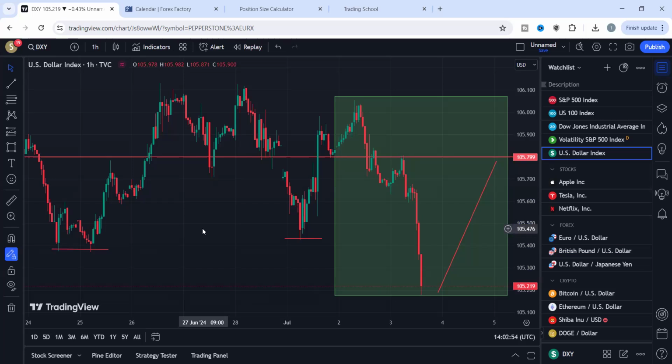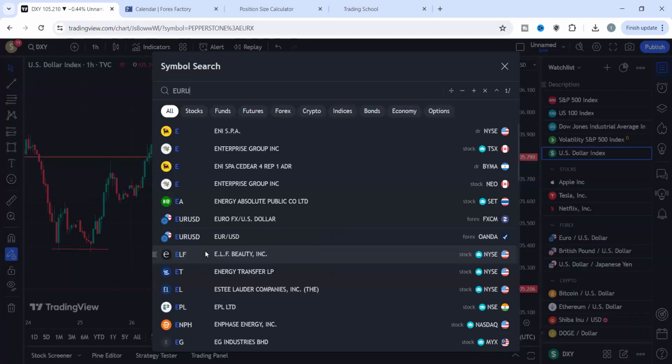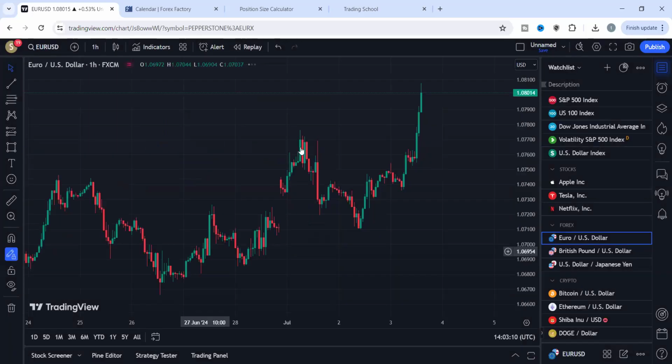So if you look at other instruments, you look at Bitcoin, you look at gold, anything that has USD, you will notice this same movement. But trust me, in the case of Euro USD, based on this DXY, I'm going to be looking forward to selling opportunities before buying. Buying is with the trend, but selling is against the trend.